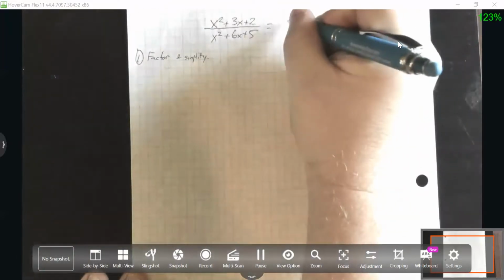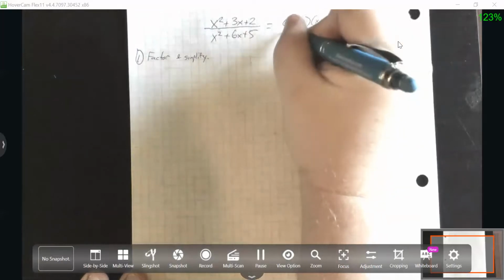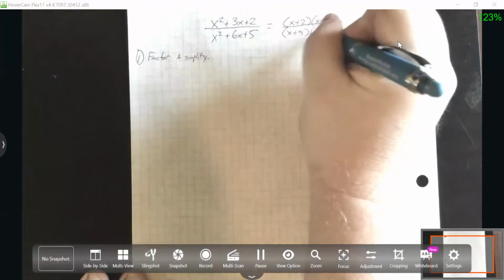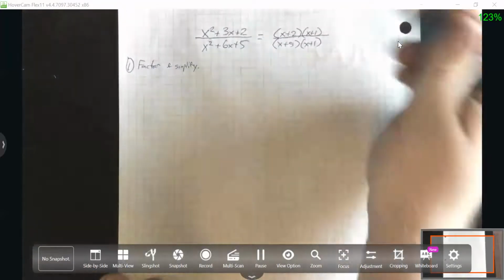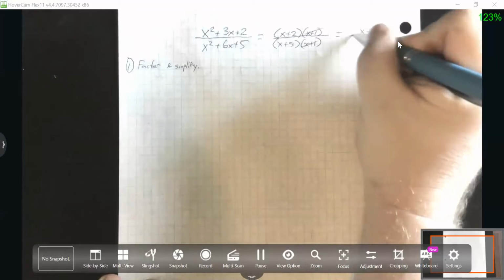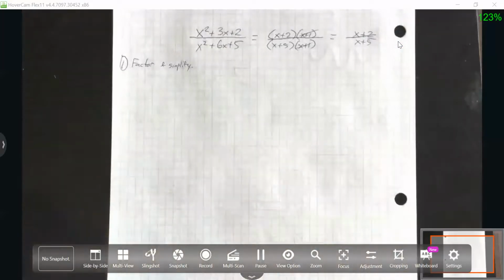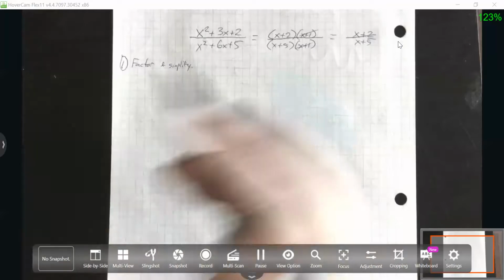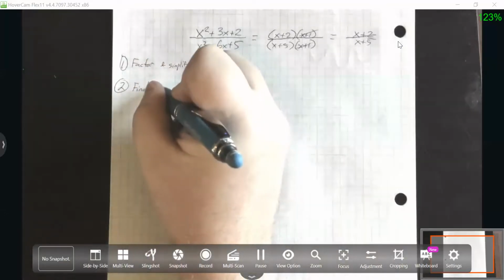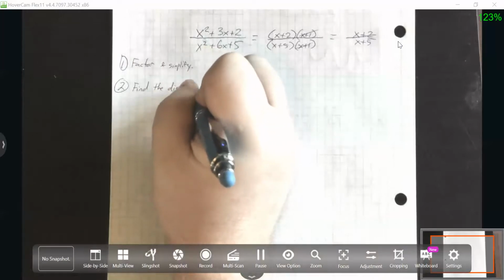So if we factor it, on top I'd have x plus 2 times x plus 1. On the bottom I'd have x plus 5 times x plus 1. So x plus 1 would actually cancel out, and we could simplify this to x plus 2 over x plus 5. Okay, so that's my first step when I look at these problems. I factor and I simplify. The second step is I'm going to find the points of discontinuity. So I'm going to find the discontinuities and identify them.